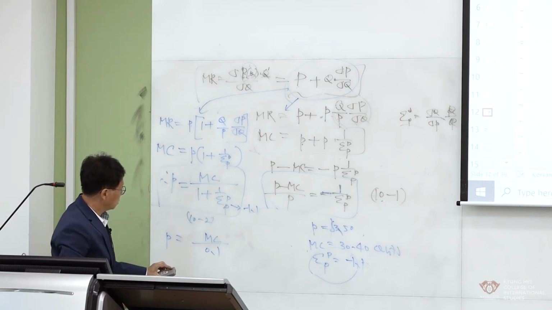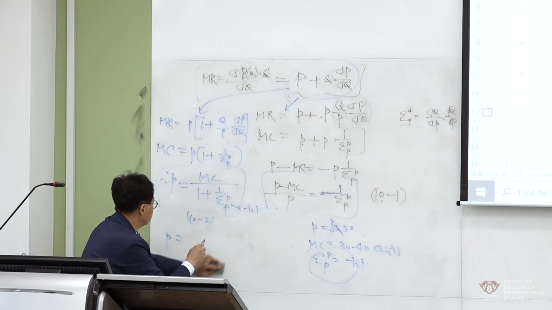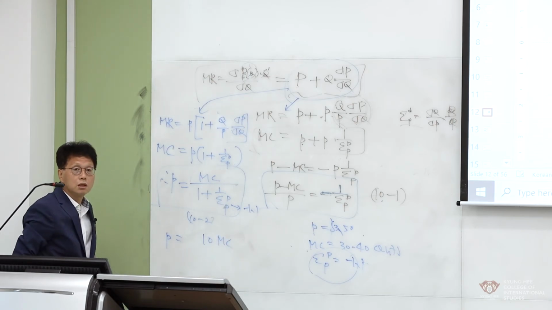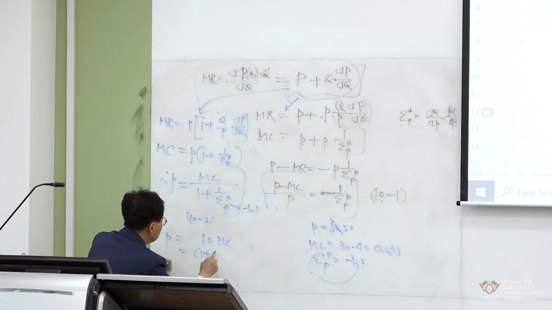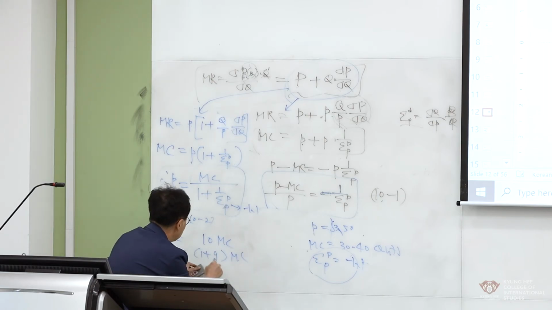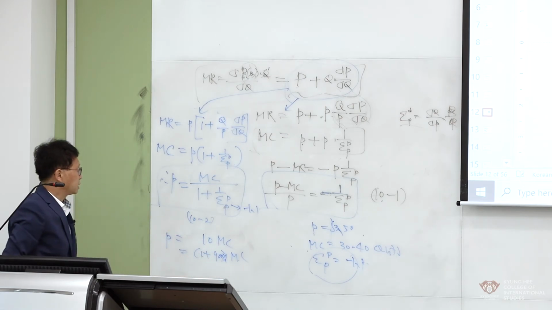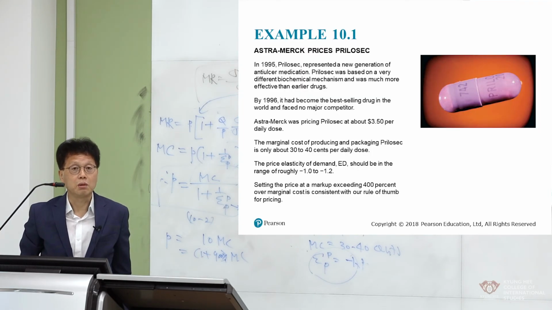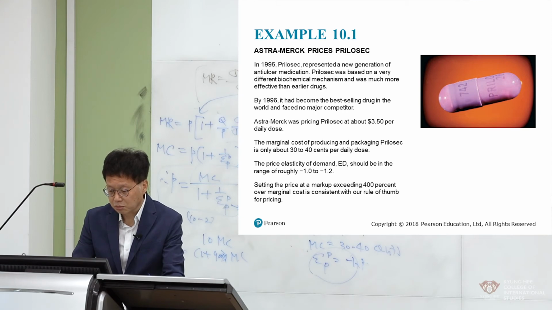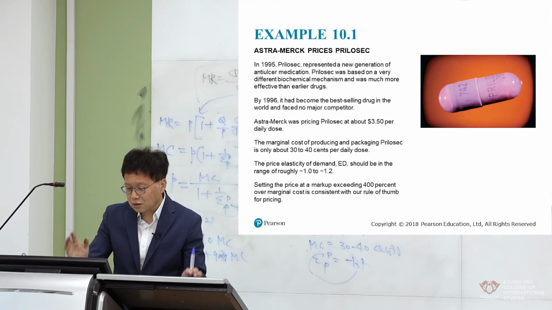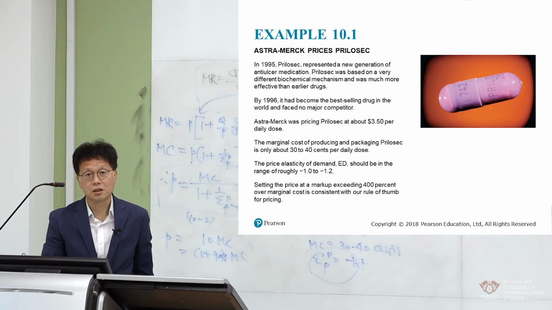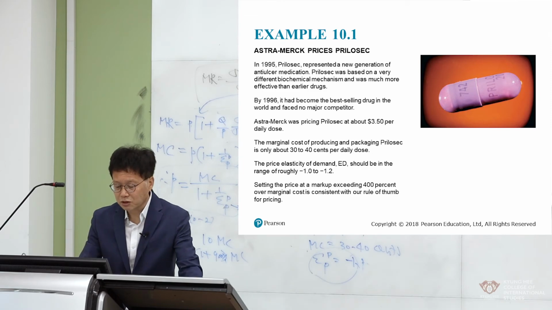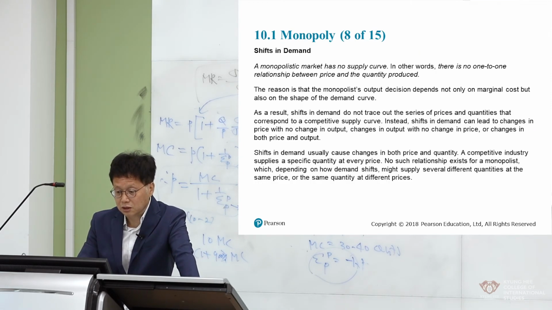That is equal to, multiplied by 10, then price equals 10 marginal cost, right? That means 1 plus 9 MC, or 1 plus 900% over marginal cost. So markup is 900% instead of 400%. This kind of sum is also very important, so you should fully understand how to calculate this kind of thing. Anyway, we will study this one more time in the next section.